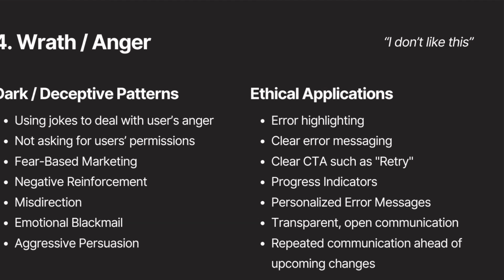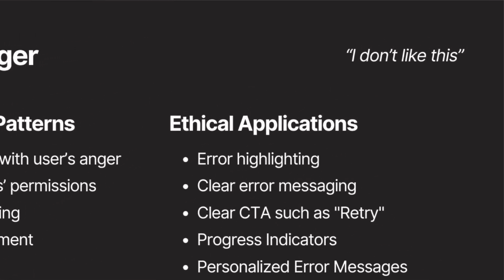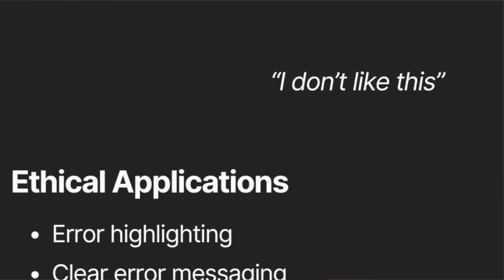So highlighting users' errors is a good way of telling them that something bad has happened. You use clear error messaging, you use a clear CTA such as retry. Giving them an option to retry is very important. Then progress indicators. If you check the corner of my screen, you will see I wrote, "I don't like this" in quotes. Anger is something you don't like, and it's because something negative has happened. You don't like what just happened, you don't like what you are doing currently. It's just a negative emotion that you want to get rid of.